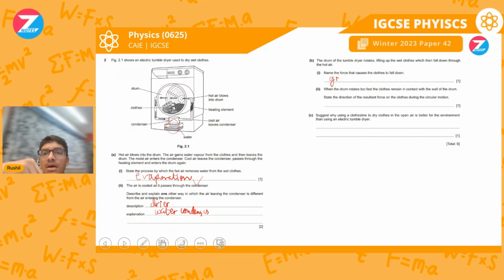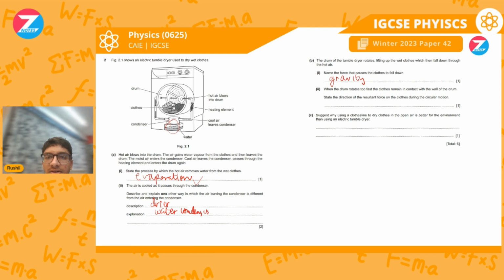The next part asks that when the drum rotates too fast, the clothes remain in contact with the wall of the drum. State the direction of the resultant force on the clothes during the circular motion. So we know that as the clothes must be moving in the drum in a circular motion, the force is always perpendicular to the line of movement, towards the center of the circle. So you can state that the direction of the resultant force on the clothes is perpendicular to their motion.